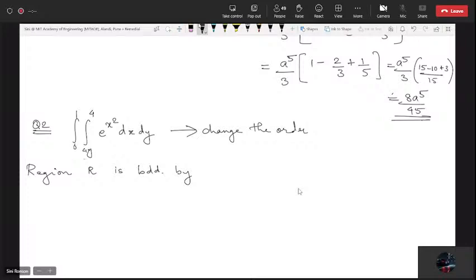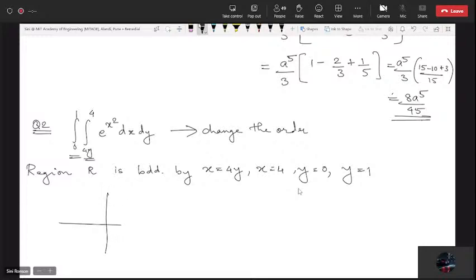No, this is the first, this is the second. So whose limit is given first? Of x, right. So x equal to 4y, x equal to 4, and then y equal to 0 and y equal to 1. Okay. So you can see these are the lines that are bounding your region.